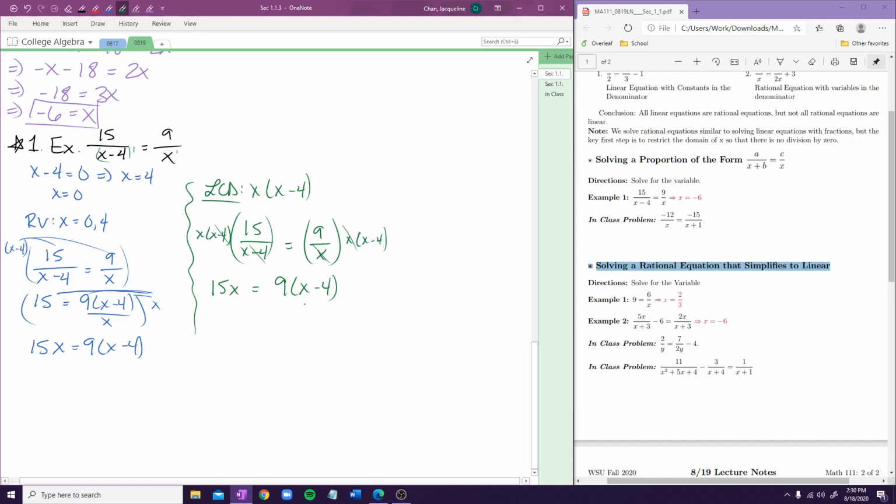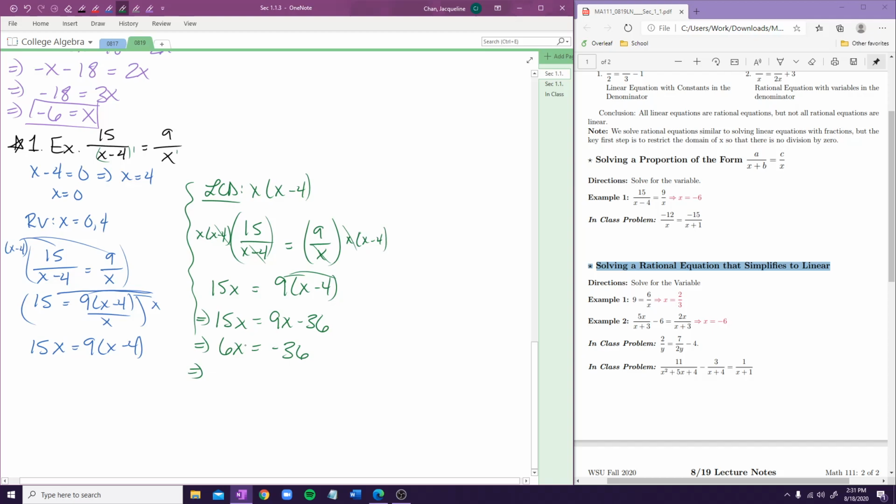So I see an x here, I see an x here, but this one is trapped in parentheses, and there's a coefficient in the front. So what am I going to do? I'm going to use the distributive property. When I do that, I get 15x is equal to 9x minus 36. I'm going to subtract 9x from both sides, so I'm left with 6x. And then 9x minus 9x is 0x, and then negative 36.